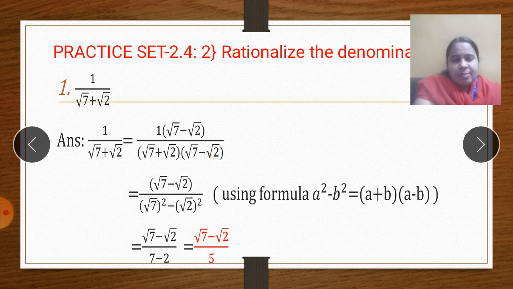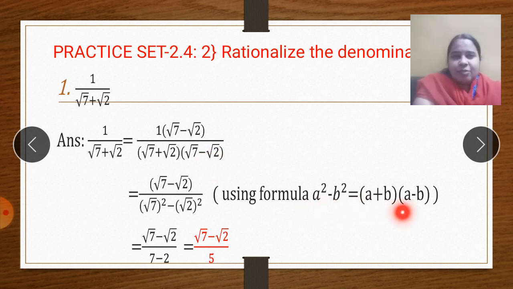As my first step, I am multiplying the denominator with its conjugate pair. If the denominator is multiplied, I am doing the same thing in the numerator also, so that the question is not changed. Correct? So now see what we get. 1 into root 7 minus root 2 is nothing but root 7 minus root 2. Now look at this properly. It is in the form of a plus b, a minus b.